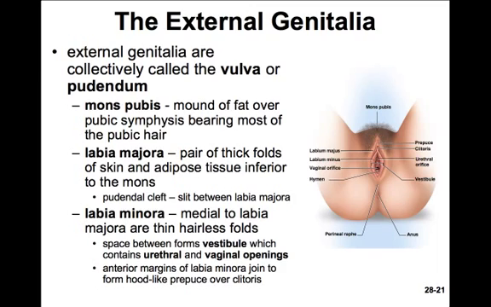Inside the labia majora, we'll find labia minora, which are hairless folds, much thinner, and they're medial to the labia majora. The space between the folds forms the vestibule, which contains urethral and vaginal openings. The anterior margins of the labia majora join to form a hood-like prepuce over the clitoris.